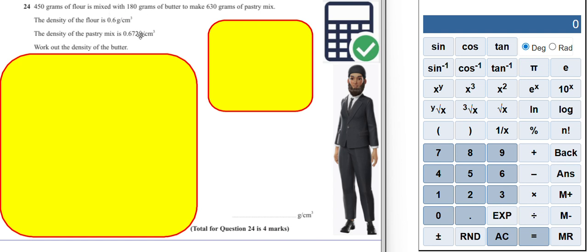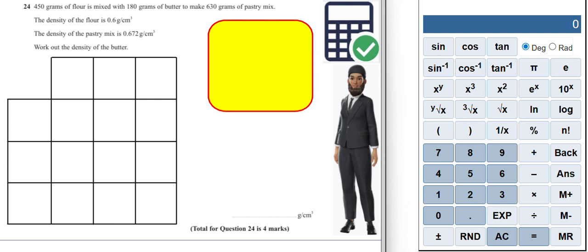450 grams of flour is mixed with 180 grams of butter to make 630 grams of pastry mix. Okay, so with regards to this, we need to see how we're going to organize this. First and foremost, we have got flour. So let's write that down over here. That's going to be flour. And then you've got butter. And then you've also got over here pastry. So let's write that down, P-A-S-T-R-Y. And this is all linked over to density equals mass over volume.